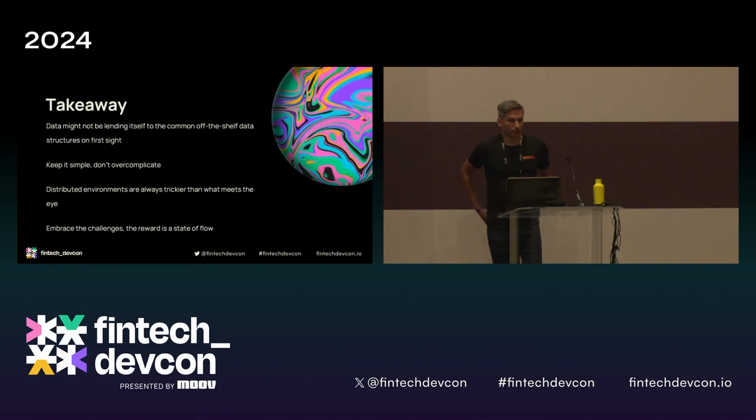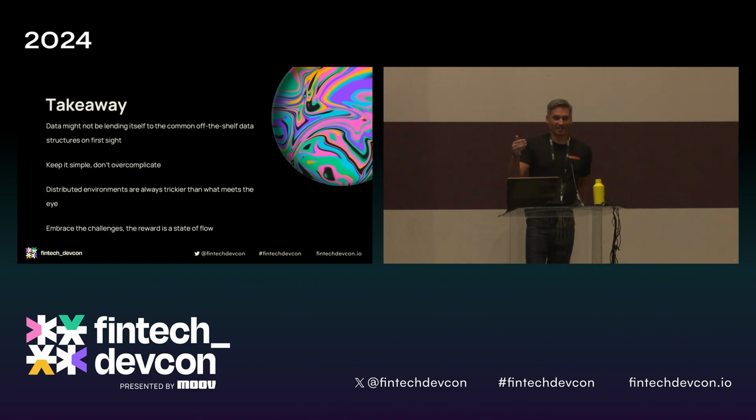So my takeaways for you are that data might not always lend itself to the common off-the-shelf data structures or algorithms at first sight, but you should still spend some time trying to see if there is a way to apply a transformer. You know, everything is about transformers these days. See if applying such a transformation can get your data into a shape or form that makes one of these off-the-shelf simple data structures applicable to it.